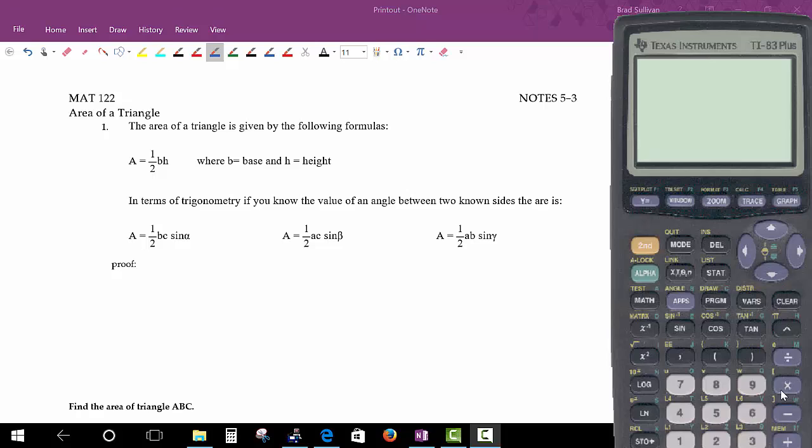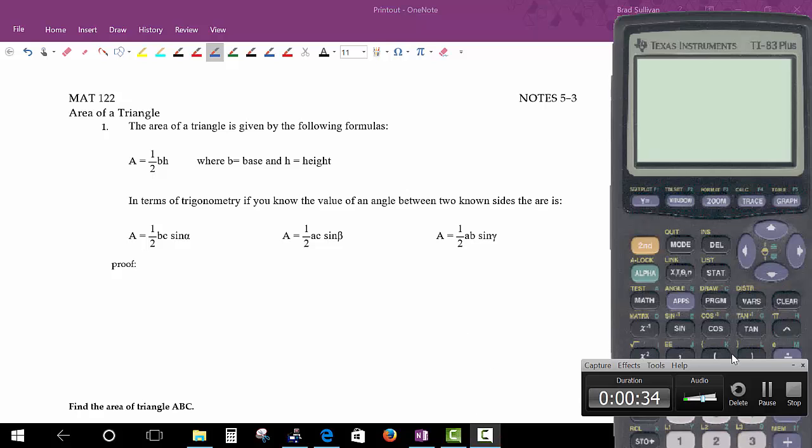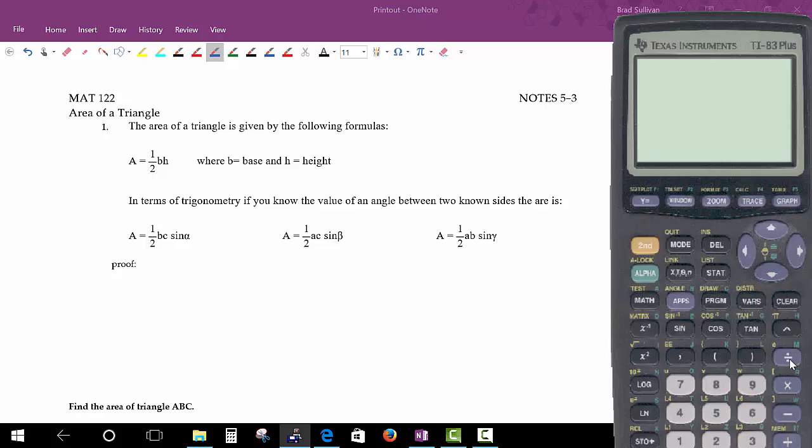All right, we are going to run through a very, very short, simple section here today. And what we'll be looking at is area of a triangle. And to begin with, we're going to look at a few new formulas for finding the area of a triangle.